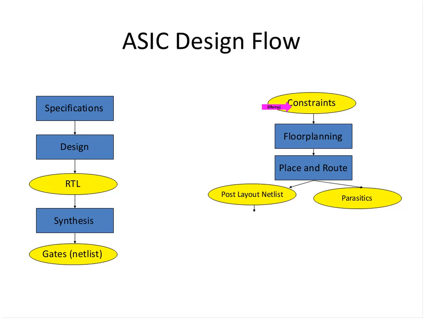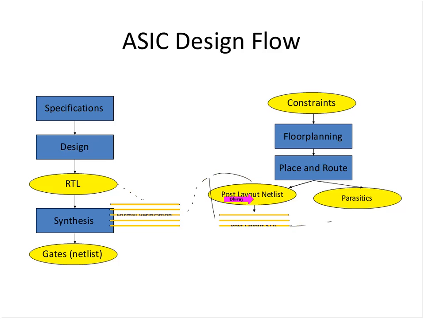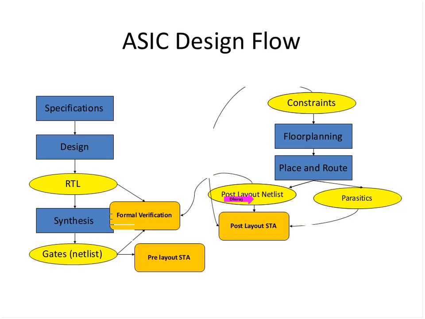These constraints plus the gate-level netlist go as input to the back end tools for floor planning, place and route. The output of place and route is a post-layout netlist and the parasitics. So now you have a post-layout netlist and a pre-layout netlist.